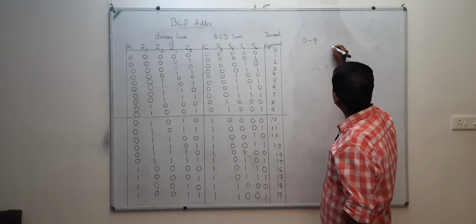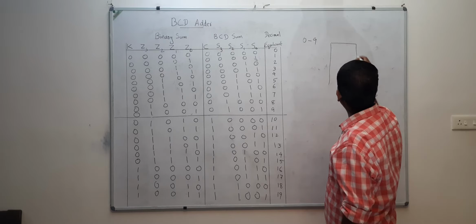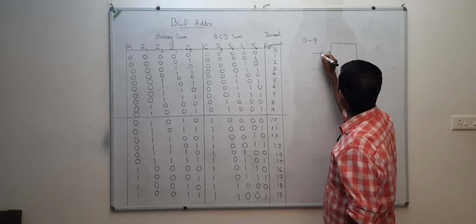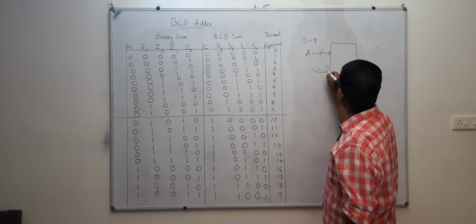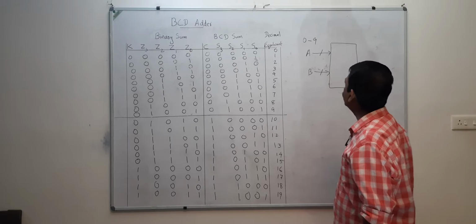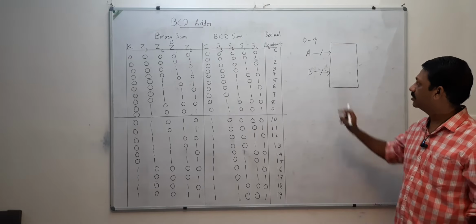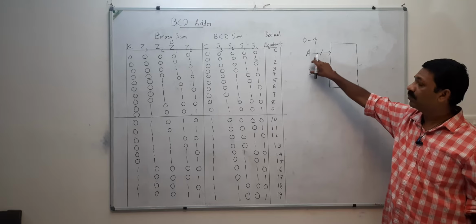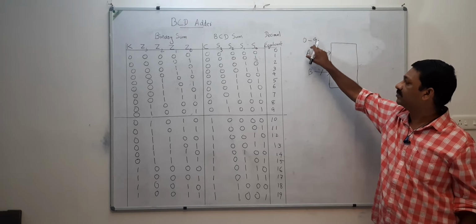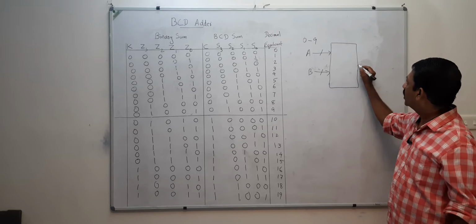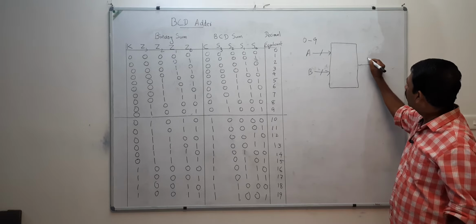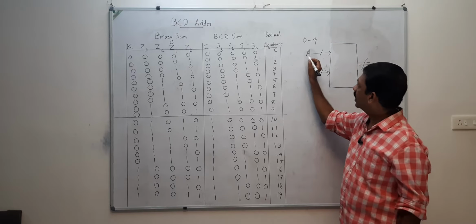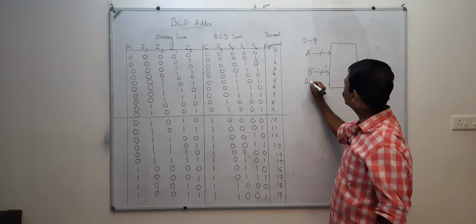Suppose that this is a BCD adder. Now we are going to give this A and B, which are two 4-bit binary numbers. That means in binary coded decimal, you have two numbers, and this is the output, say C. This A can be from 0 to 9 and B is also from 0 to 9.